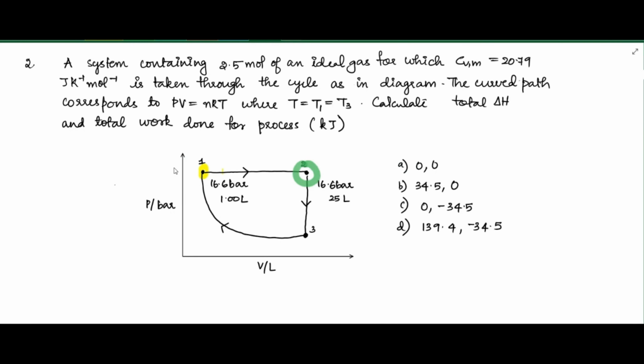And when you see from 2 to 3, the position along the x-axis is not changing. That means volume is kept constant. So from 2 to 3, it's an isochoric process. Correct? 2 to 3, it's an isochoric process.